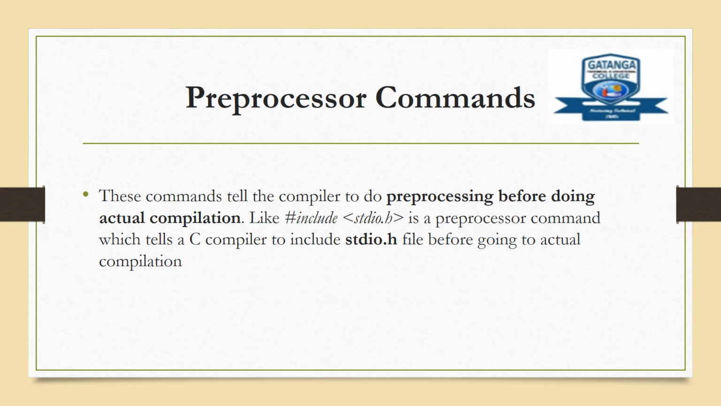The first one is the preprocessor command, and this command tells the compiler to do the preprocessing before doing the actual compilation. In simple terms, it tells the C compiler to include the standard input, output, or header file before going to the actual compile. The most common preprocessor directive that we are going to be using is #include <stdio.h>, the standard input output header.